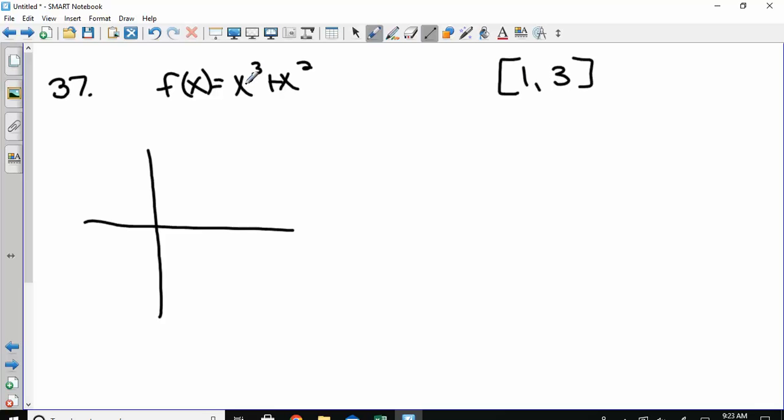So if you put in a 1, 1 cubed plus 1 squared is 2. Put in a 3. 3 cubed is 27, plus 3 squared is 9. So that gives us 36. So we're going to have a pretty big value here. Can I just not make my graph accurate? You guys care? I don't really want to count all the way to 36 on mine.